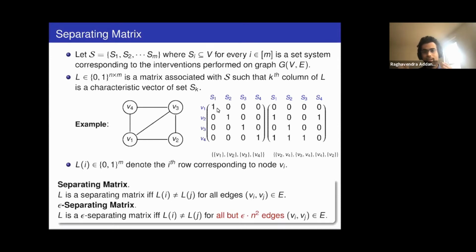So we say that this matrix associated with a set of interventions S1 to Sm is a separating matrix if and only if Li is not equal to Lj for all edges Vi, Vj in E. So if two nodes are joined by an edge, the row vectors Li and Lj should be different. If that is true, then it's called a separating matrix. If this property is satisfied for all but epsilon n squared edges, then we call this an epsilon separating matrix.